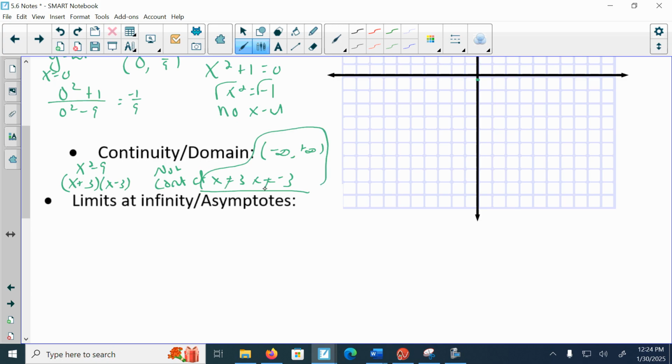Since they do not simplify, I'm going to have a vertical asymptote at x equals 3 and x equals negative 3.